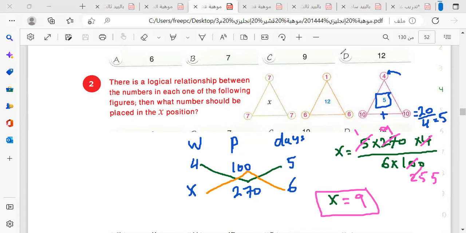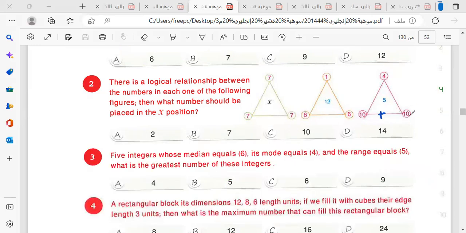Also, we put here 10 plus 10 equals 20. Then 20 divided by 4 equals 5. That's the middle. Here also, 6 plus 6 equals 12. Divided by 1 equals what? 12. So the same. Here also, we add, 7 plus 7 is 14.